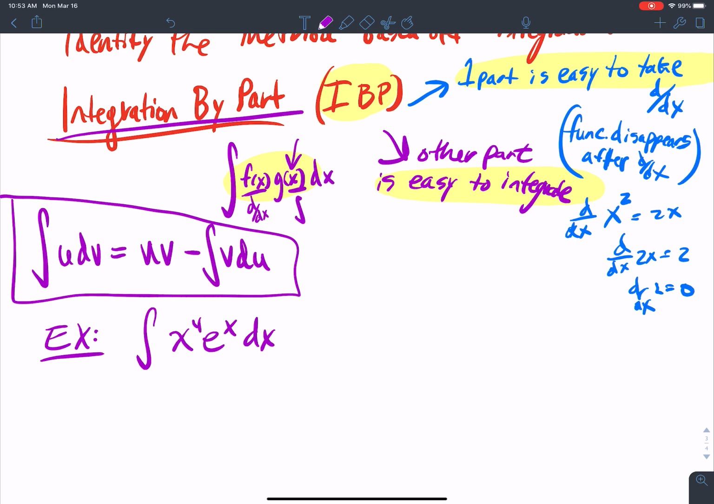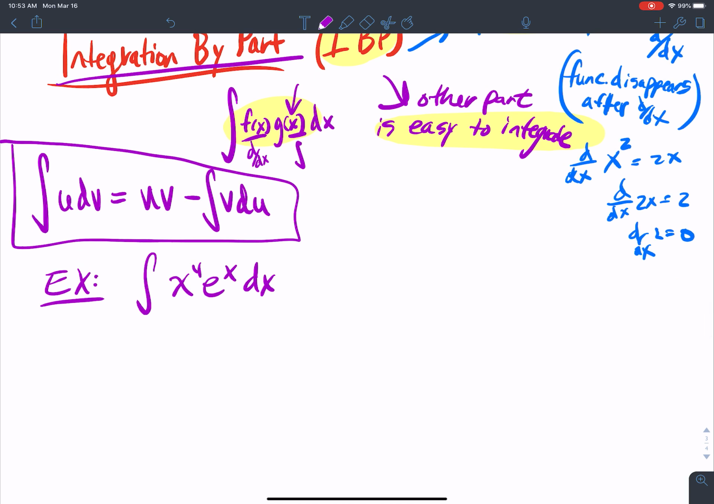What's it look like? Well, this could be a lot of headache for us if we try to do it with the methods that are taught in the textbook. u equals x to the 4th, dv equals e to the x dx. I picked u to be x to the 4th because this one seems pretty easy to take the derivative of, and when I'm taking the derivatives, the function disappears over time.